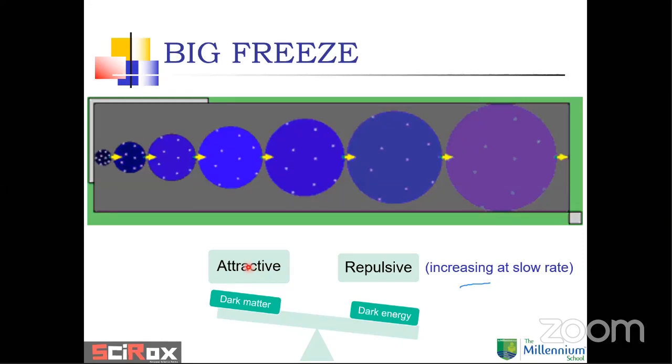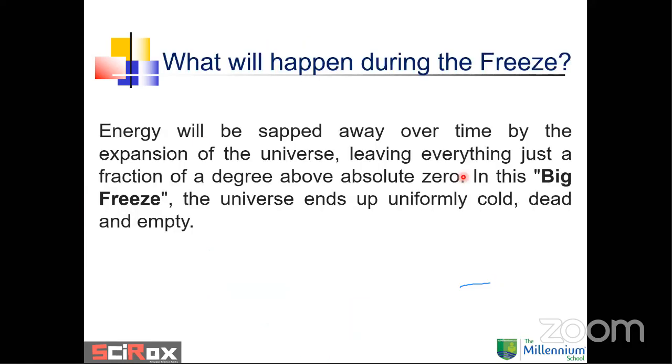If the rate at which dark energy is increasing is fast enough to overcome the attractive force from dark matter, then the universe will expand forever, although the expansion will slow down over time. Energy will be sapped away over time by the expansion of the universe, leaving everything just a fraction of a degree above absolute zero. In this big freeze, the universe will end up uniformly cold, dead, and empty.